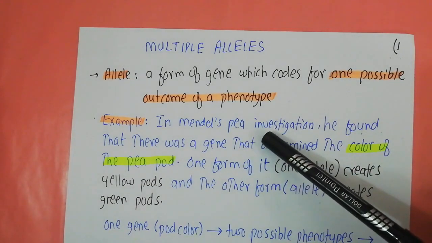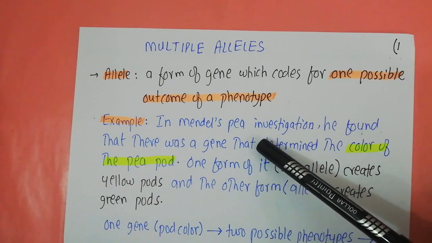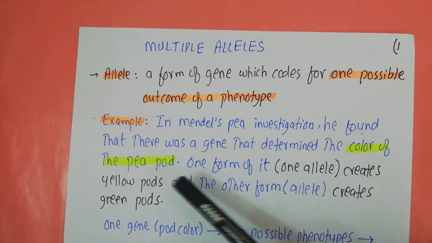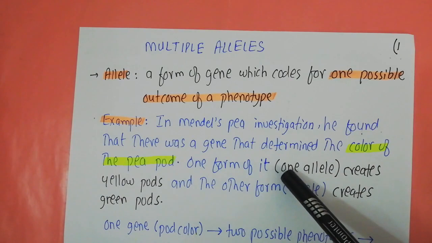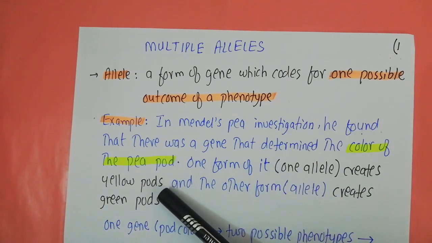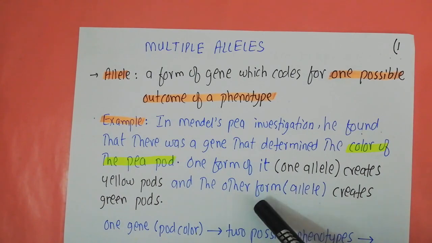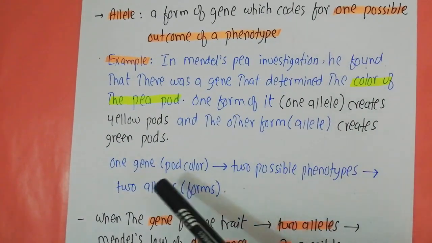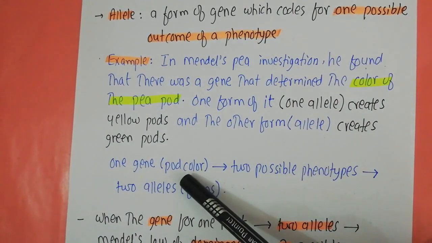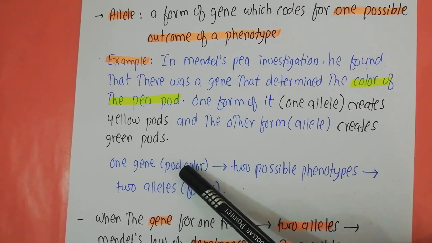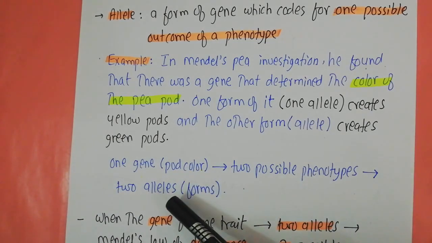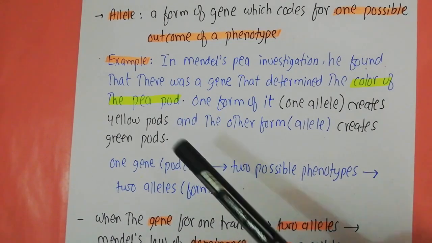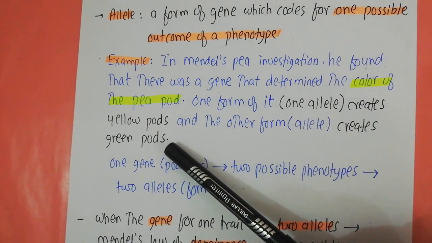For example, in Mendel's pea investigation, what he found was that there is a gene which determines the color of the pea pod. One form of this gene, one allele of this particular gene, creates yellow pods, and the other form of this gene creates green pods. This means that there is one gene which is responsible for the color of the pod, but this one particular gene has two alleles, and these two alleles can code for two possible phenotypes. In this particular case, they can create yellow pods or they can create green pods.